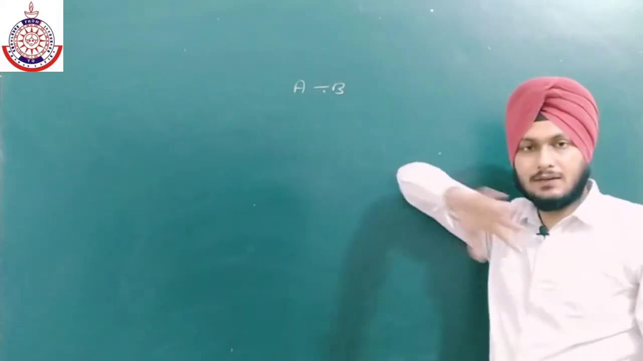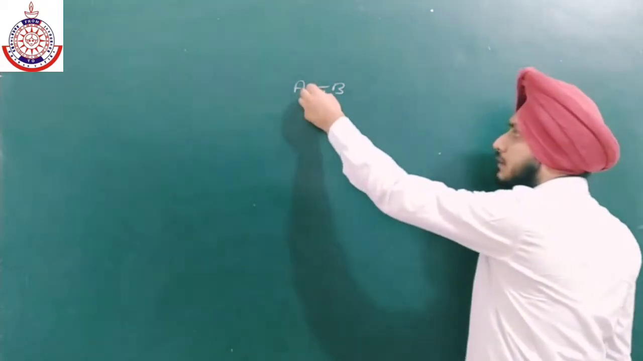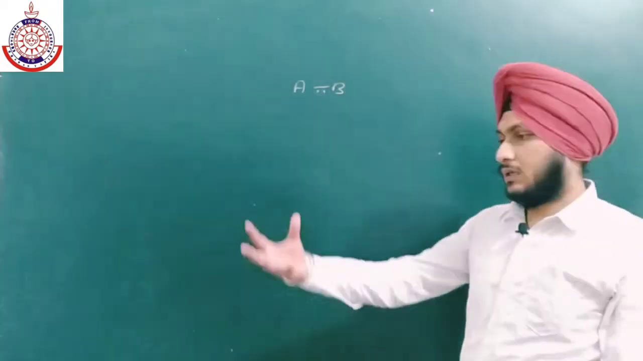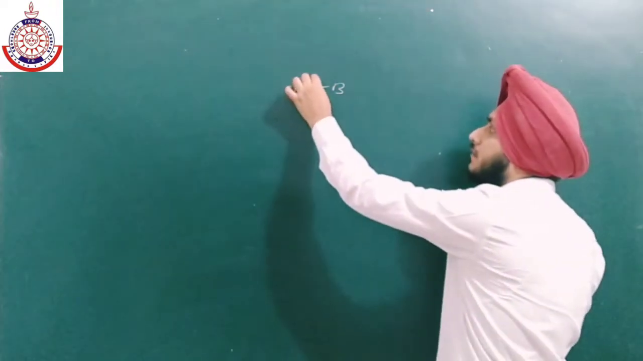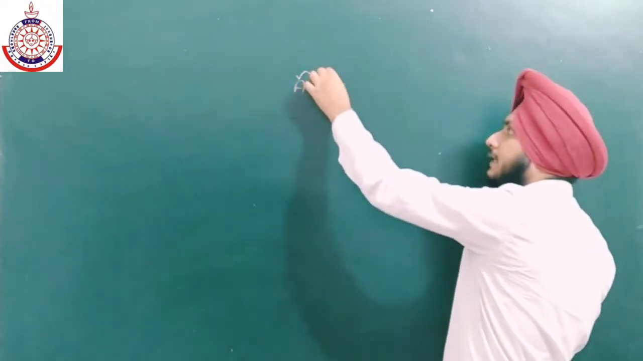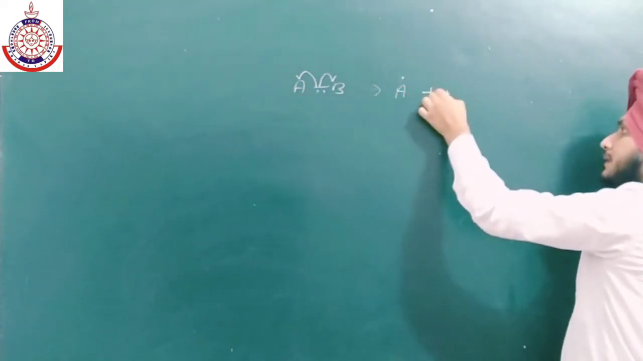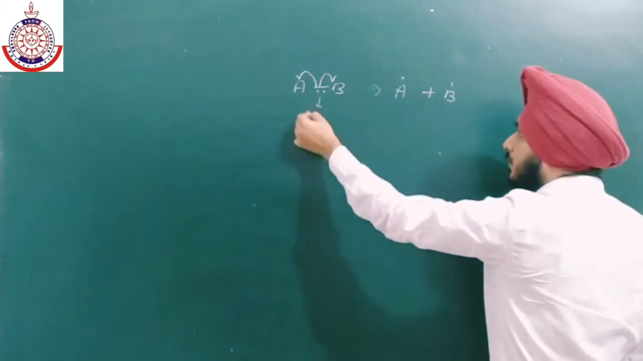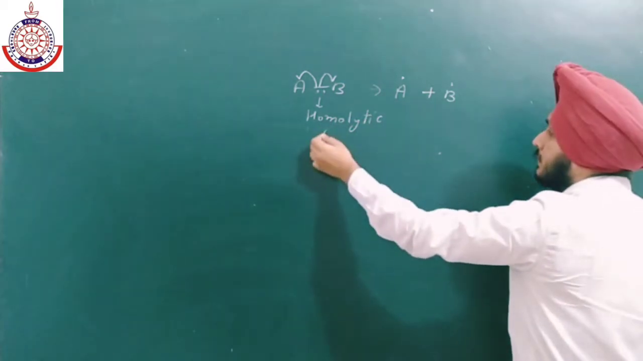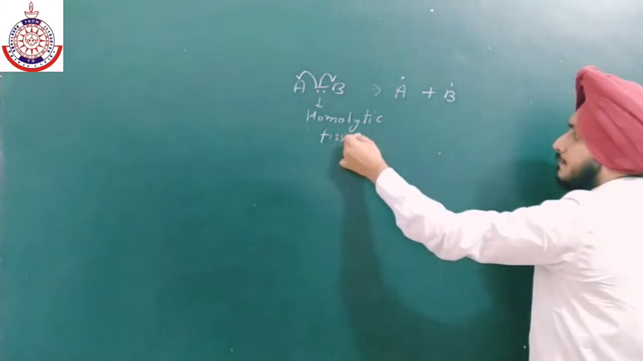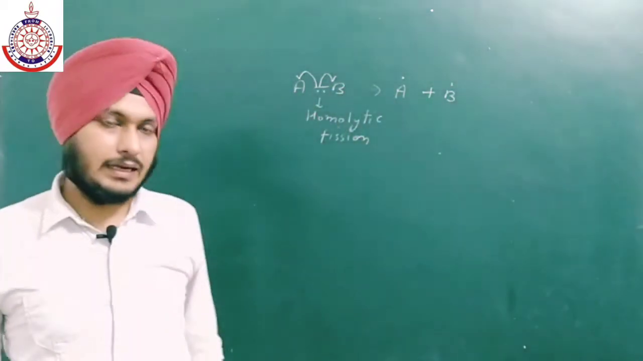of A and B is equal, then they both have equal capacity to attract the shared pair of electrons. So one electron goes to A and the second goes to B, and we get A radical plus B radical. Only in case of homolytic cleavage, or homolytic fission, do we get free radicals.